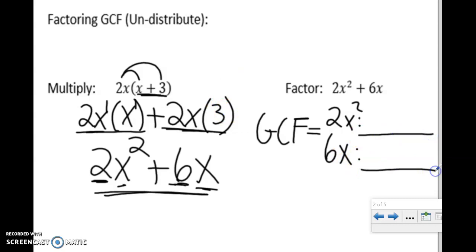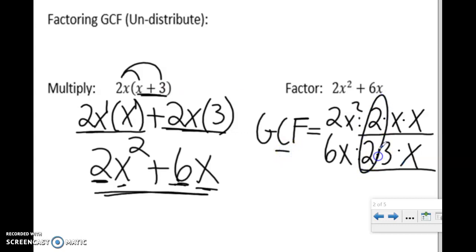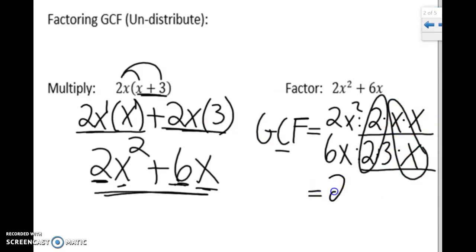let's write this in expanded form. We could write this as 2 times x times x, and this as 2 times 3 times x. So I've broken it up into the smallest possible components. Now, what we want to do is find what they have in common. The C there is for common. So they have a 2 in common and an x in common. Because they have those in common, we can say that the GCF is simply 2x.